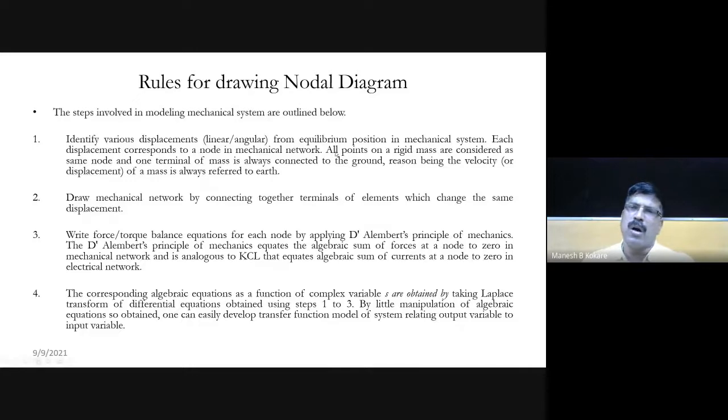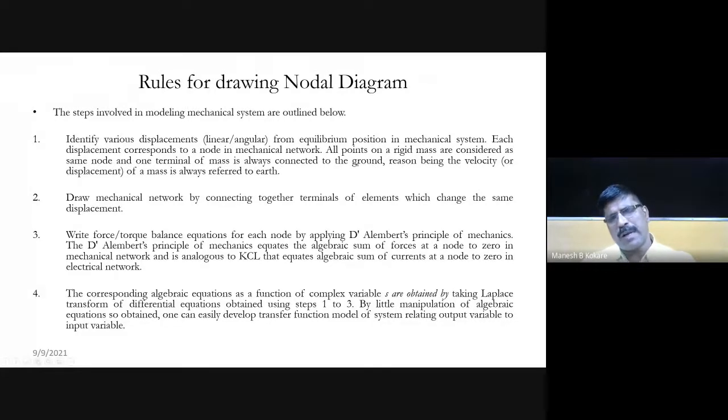Identify the various displacement points, whether the displacement is linear or angular from the equilibrium position in a mechanical system, and each displacement corresponds to a node in a mechanical network. All the points on a rigid mass are considered the same node, and one terminal of a mass is always connected to the ground.